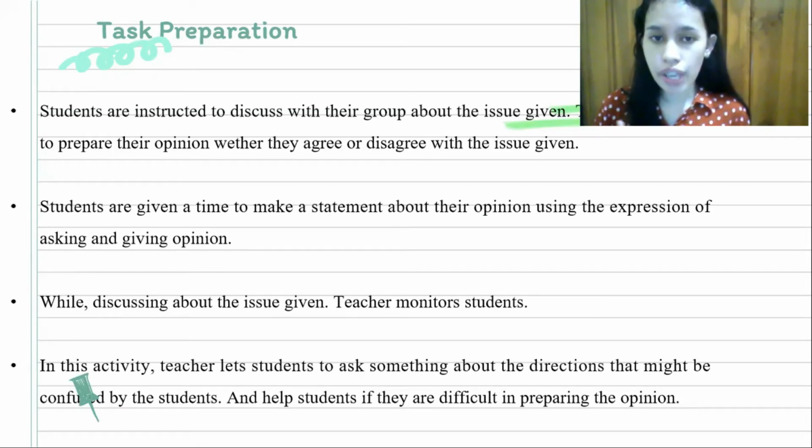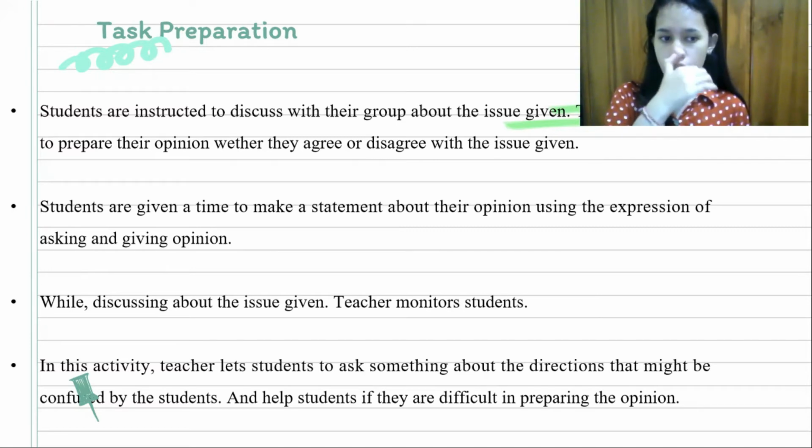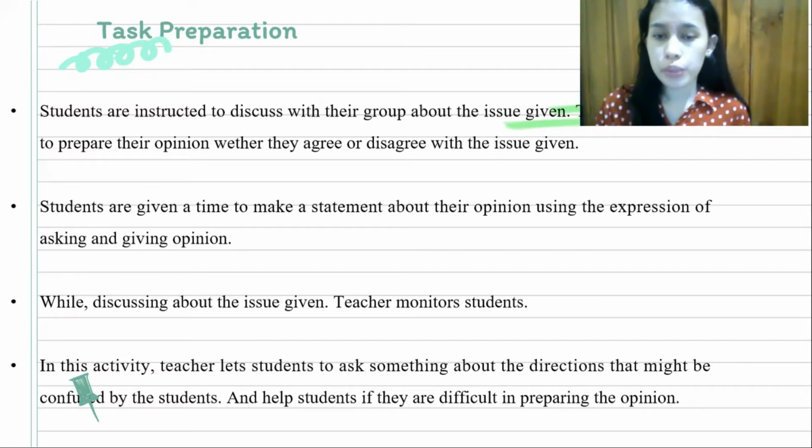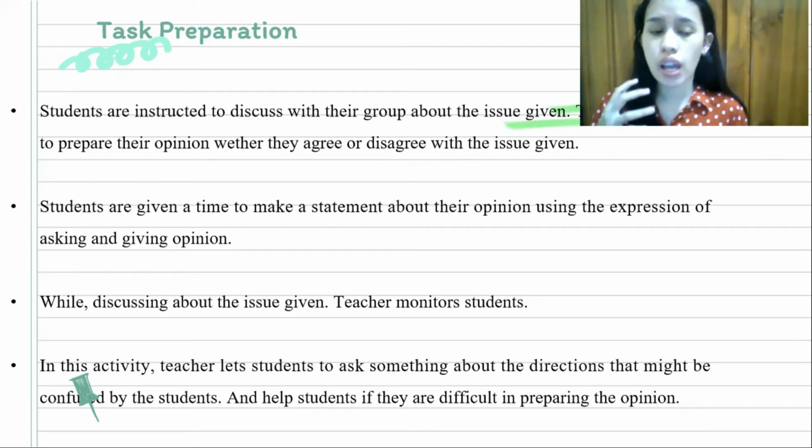By identifying the picture, the students are instructed to discuss with their group the issue given, in order to prepare their opinion on whether they agree or disagree with it. While doing this activity, the students are also given time to make statements about their opinion using the expressions of asking and giving opinion.